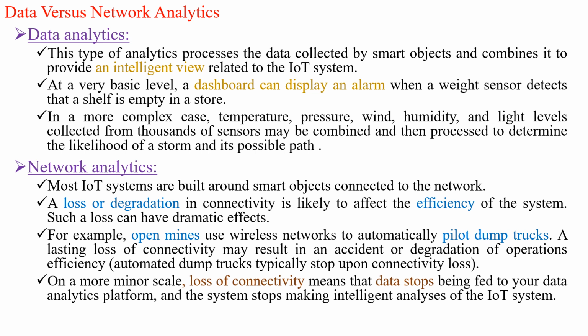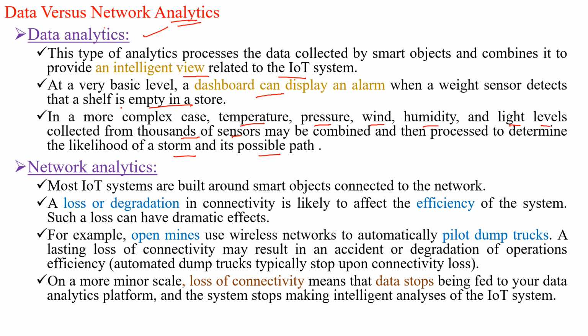Next, we are seeing the two different types of analytics, that is data analytics versus network analytics. What is meant by data analytics? This type of analytics processes the data collected by the smart objects and combines it to provide an intelligent view related to the IoT system. At a very basic level, a dashboard can display an alarm when a weight sensor detects that a shelf is empty in a store. In a more complex case, temperature, pressure, wind, humidity, and even light levels collected from thousands of sensors may be combined and then processed to determine the likelihood of a storm and its possible path.